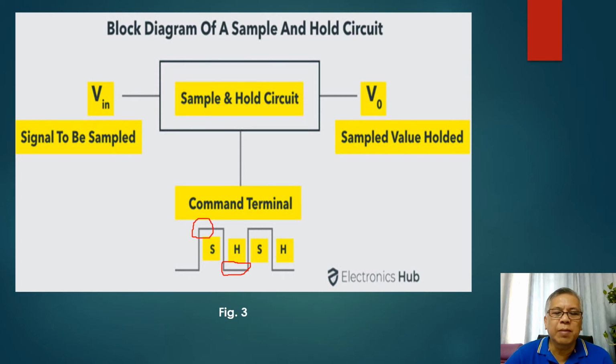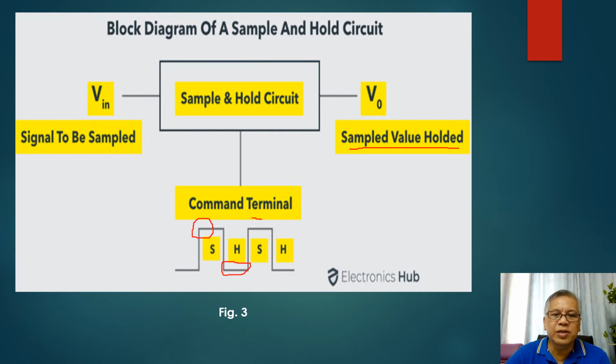signal or sampled signal will be transmitted towards your output area of your sample and hold circuit. And we call it the sampled value held. Okay? And this particular sample value will now be transmitted towards your analog to digital converter. Okay? So again, it will take another sample.